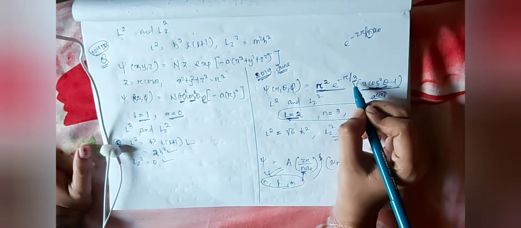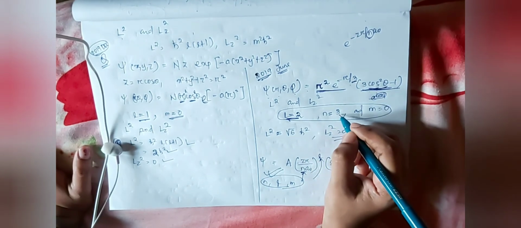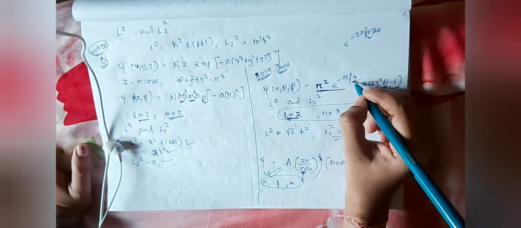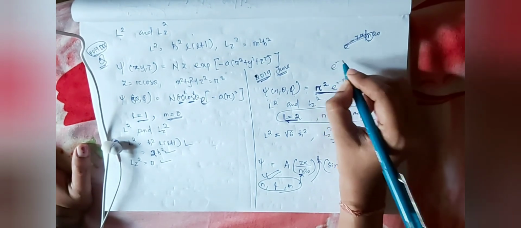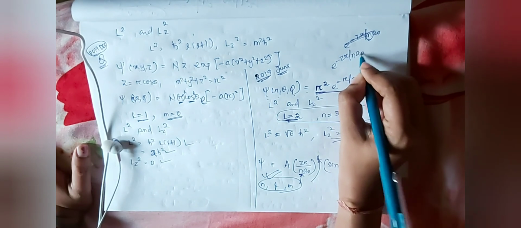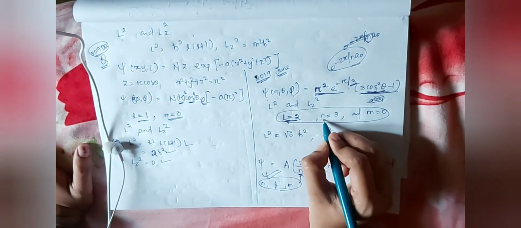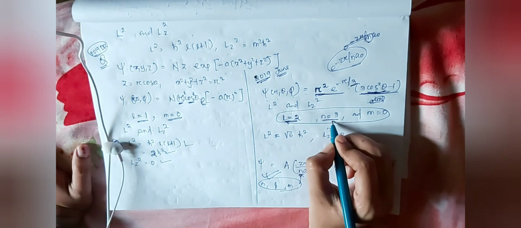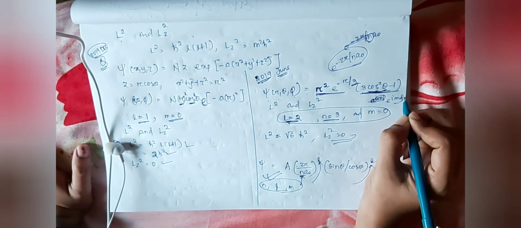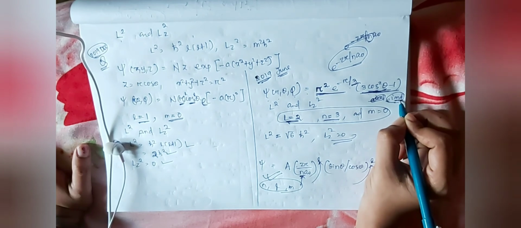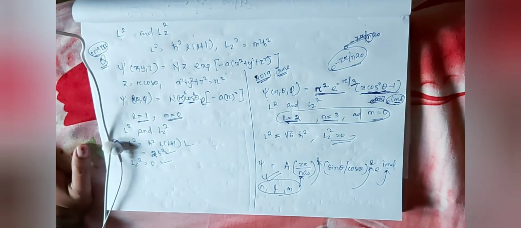And if I check this here also, I don't need the value of n in this case, but here the value of n is 3, because we know there is a term e to the power minus Zr by n a naught. So from here I got n equal to 3, and as there is no such term like e to the power i m phi, I get the value of m equal to 0 here.